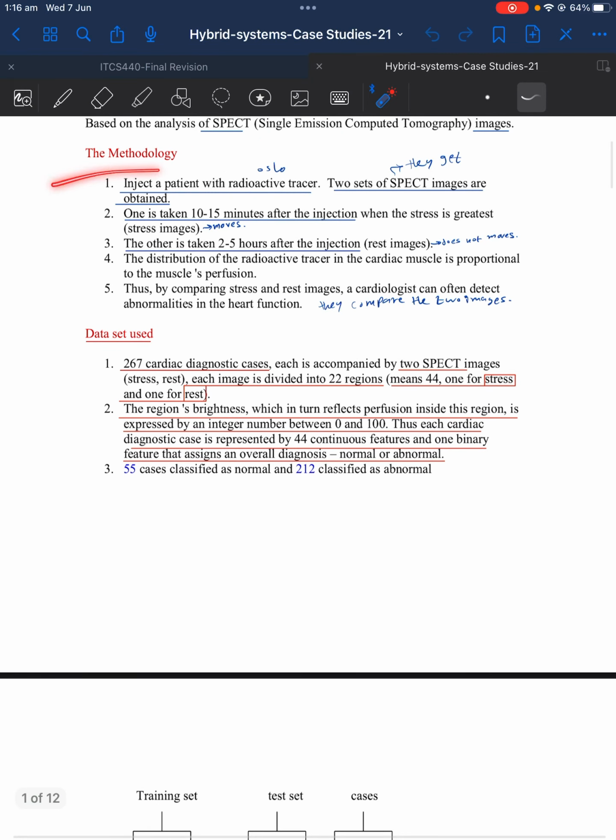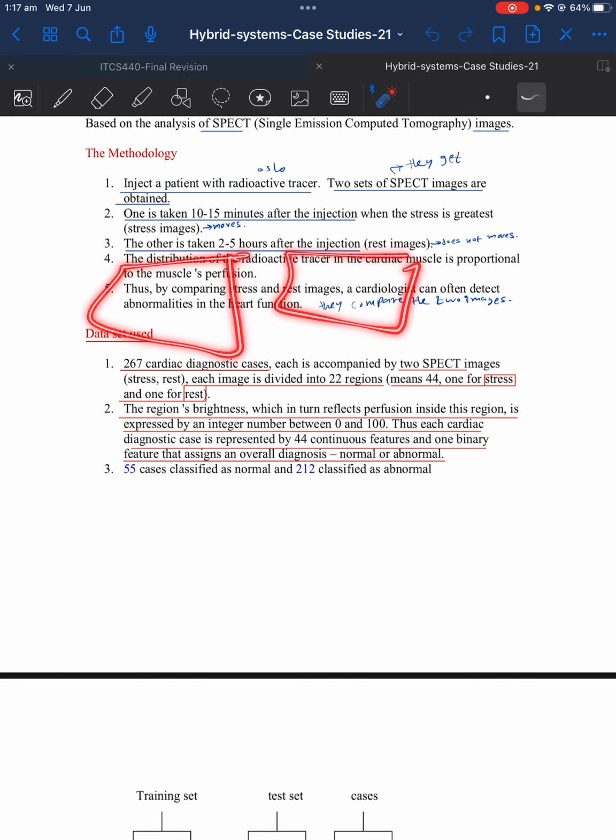For the test methodology, we will inject the patient with a radioactive tracer, and we'll have two sets of SPECT images. One is 10 to 15 minutes after the injection, with them moving and doing exercises, so it is the stress image, and the other is 2 to 5 hours after the injection. Then they will look at the two images and compare between them.